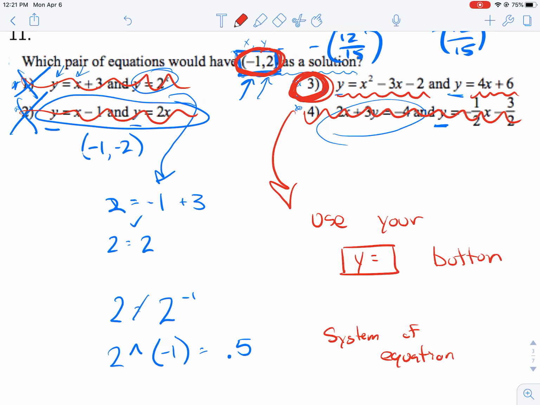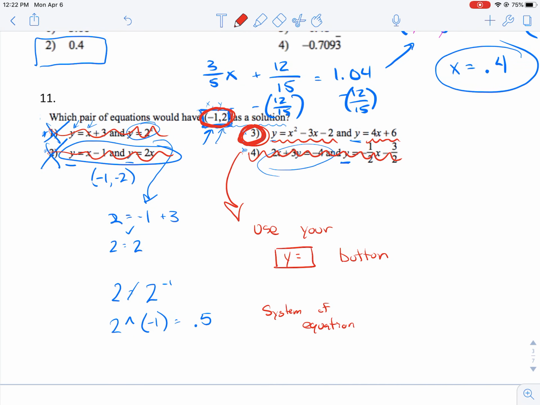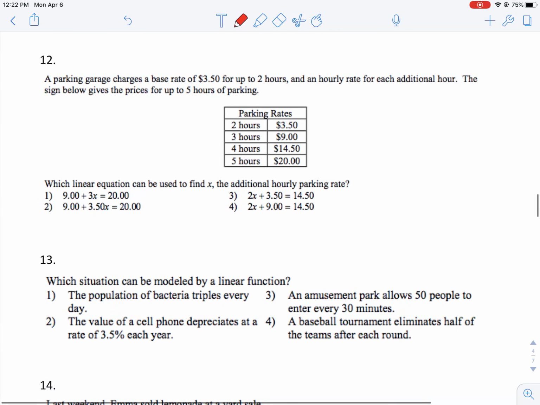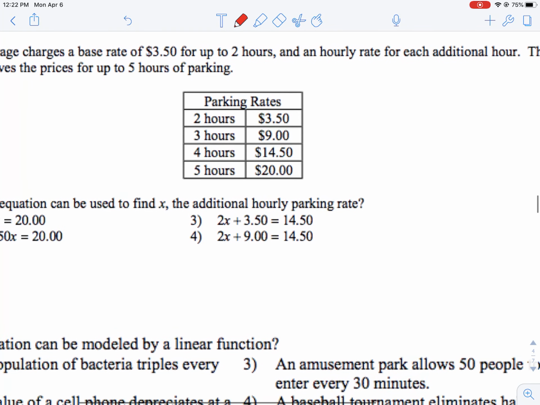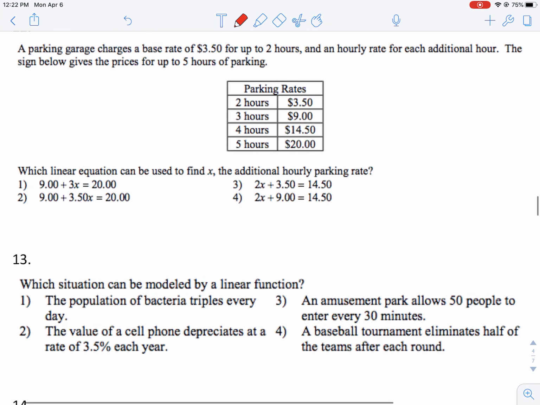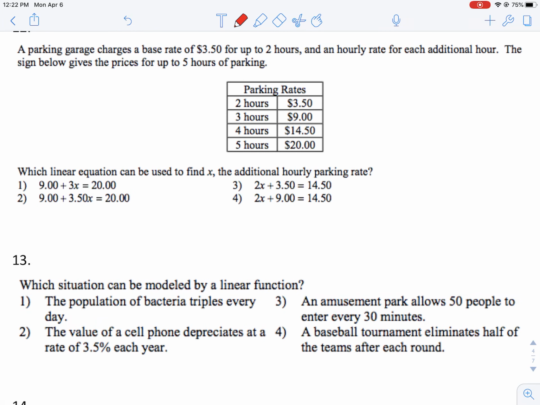Actually, this is also what you want to call a system of equations. What we just did is we found the solution, when we graph both of these lines, when they intersect at negative 1, 2. So that's what kind of problem we just solved there. That was a system of equations problem. All right, let's take a look at number 12.